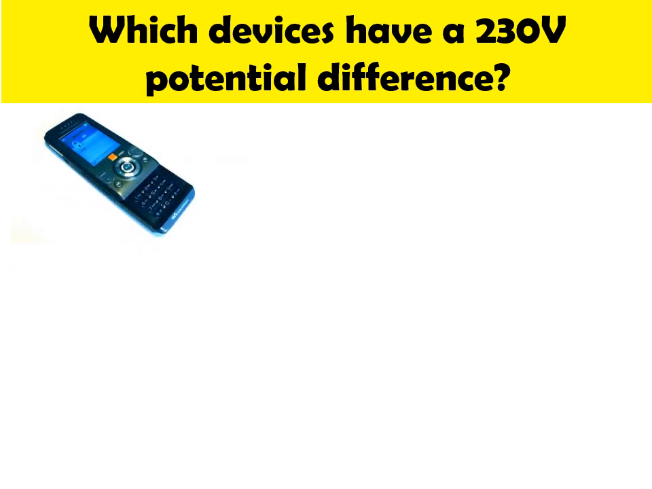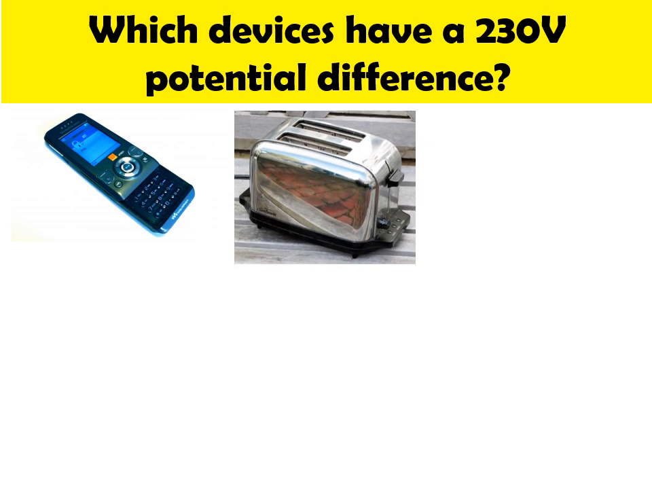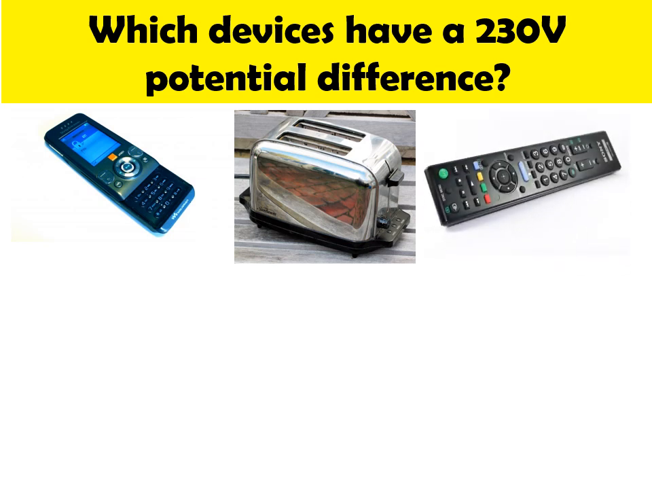Now, your mobile phone. How does it work? For it to work, do you have to connect it to a mains socket in your house? You don't have to, isn't it? The battery is connected to it only for the purpose of charging. So that doesn't have 230. Think about the toaster. Yes, it is connected to the mains supply, so it will have 230 volts.